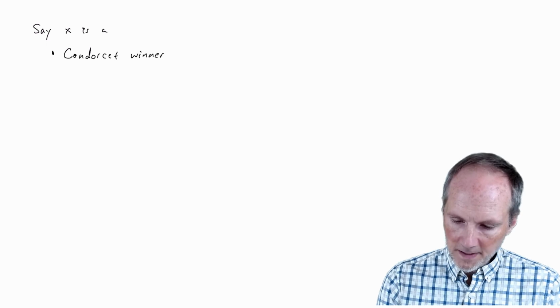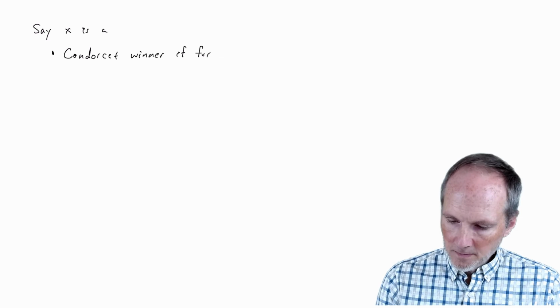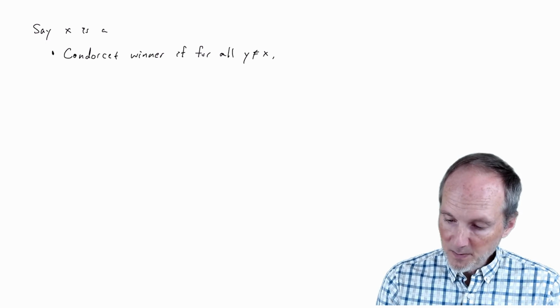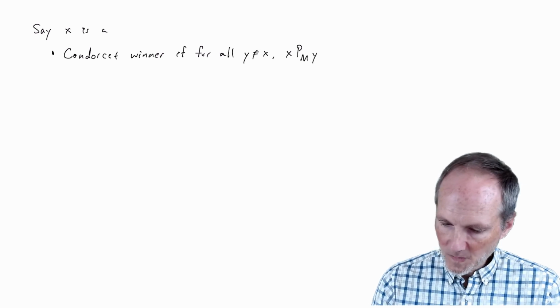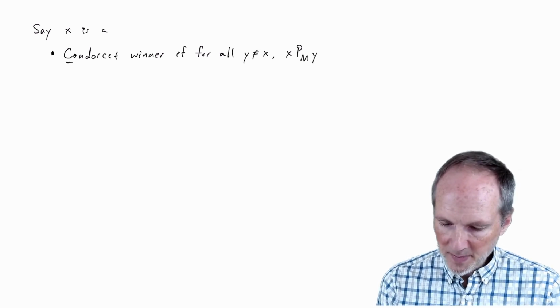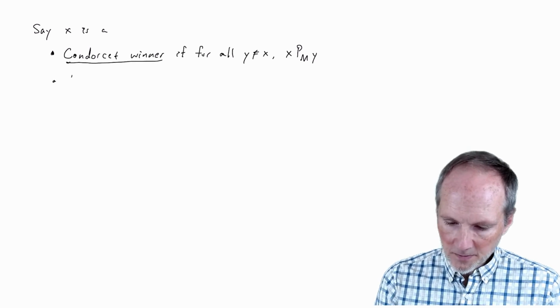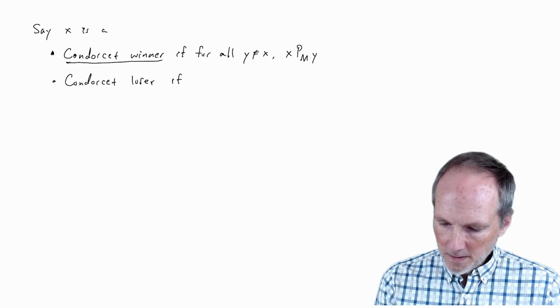So let's just define those terms formally. X is a Condorcet winner if for all other alternatives Y, it beats Y. So X is a Condorcet winner if it beats every other alternative, and it's a Condorcet loser if it loses to every other alternative.